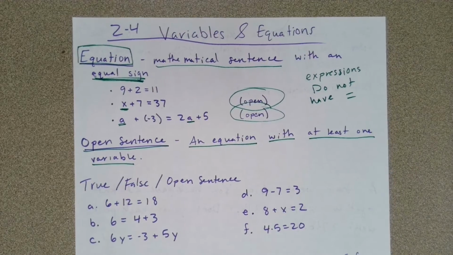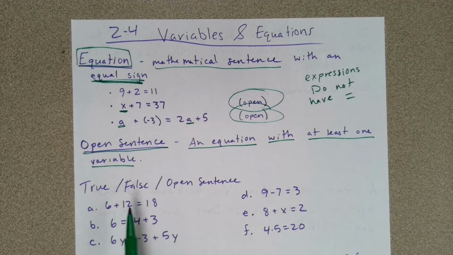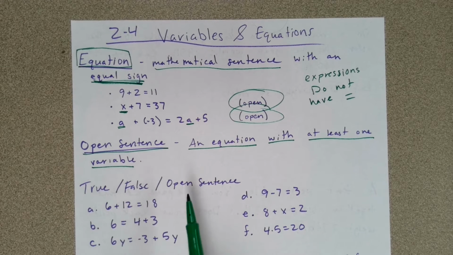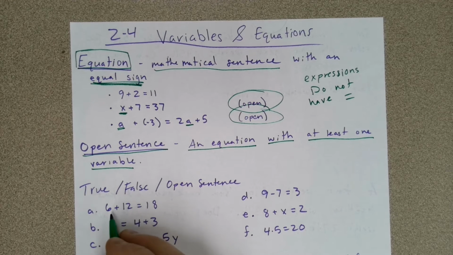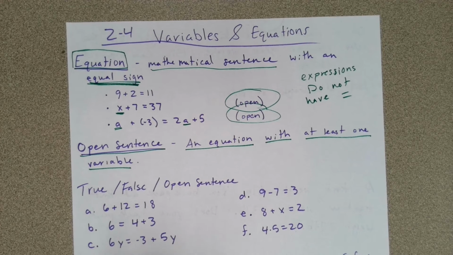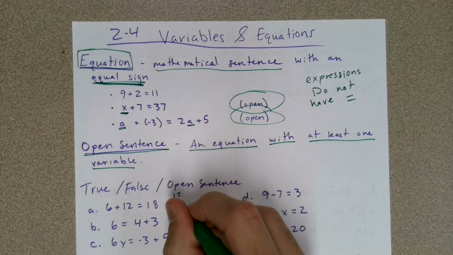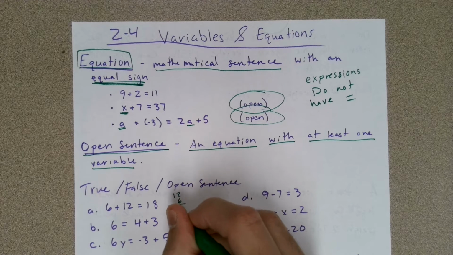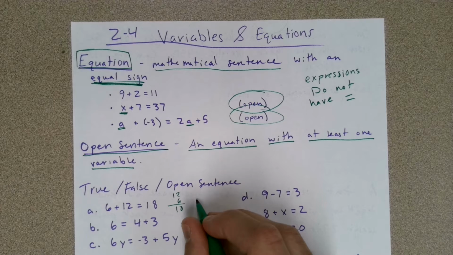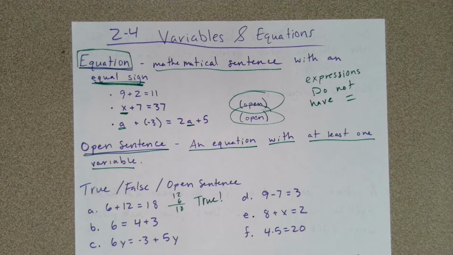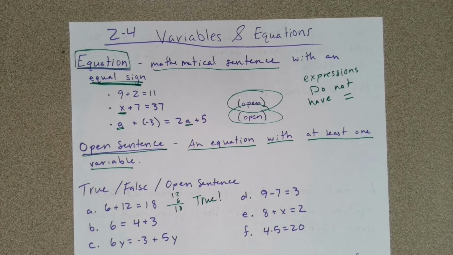All right, I have 6 examples here that I want us to figure out if they are true, false, or an open sentence. To be true or false, we basically just check the math. And if the math works out, then it would be true. If it does not, it would be false. And if there's a variable, it's an open sentence. So our first one, we have 6 plus 12 equals 18. I know you all know that in your head. 6 plus 12 does equal 18. So this first one would be true. I know it seems simple.